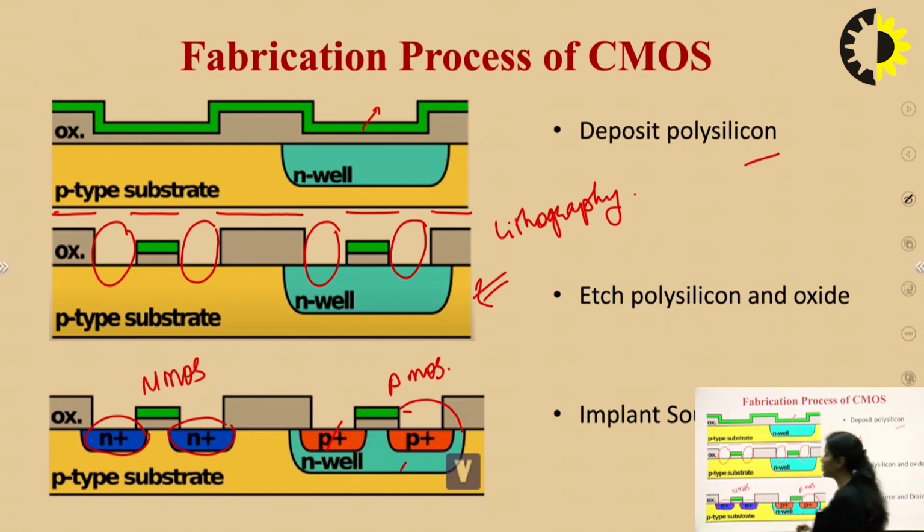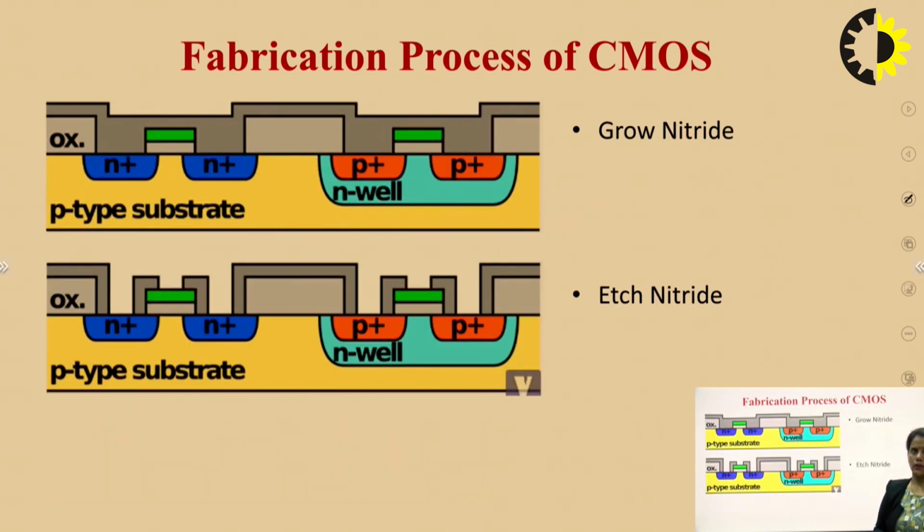Now, what should be the next step? Next step should be the metallization. So let us understand how we do the metallization in this case. First of all, we have to grow the nitride as an insulating layer before metallization. So here we can see this is all nitride.